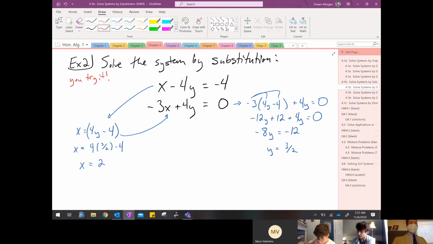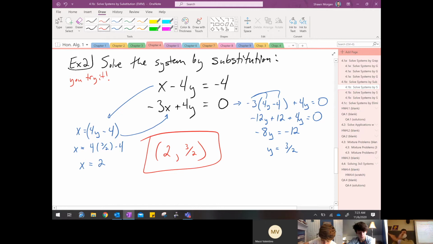How do I write up my final answer? 2, 3 halves. Yeah, very good. 2, 3 halves. And that's my ordered pair. That's the point of what? The point of intersection. All right, very good. Any questions on this basic example of substitution?